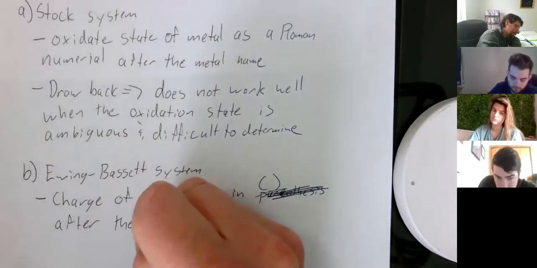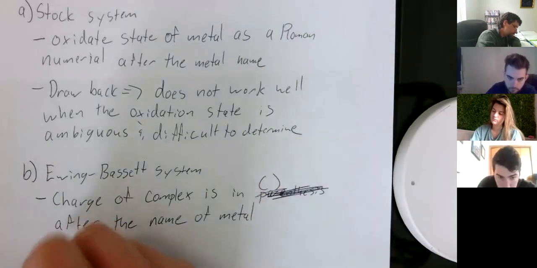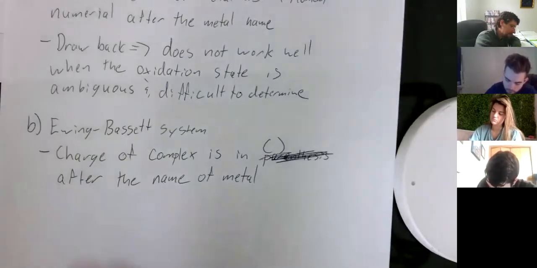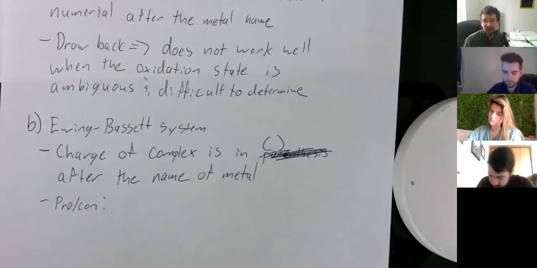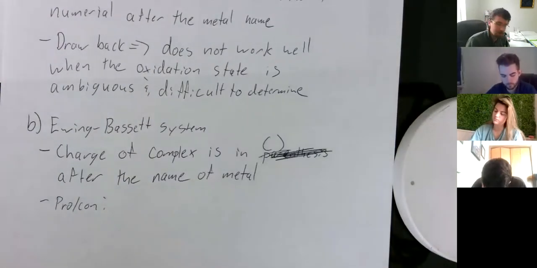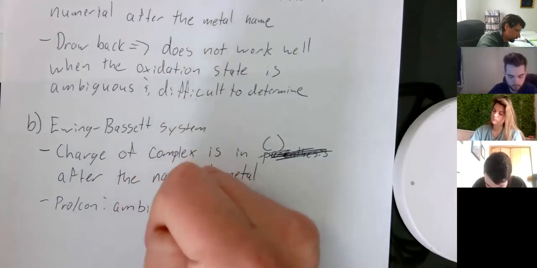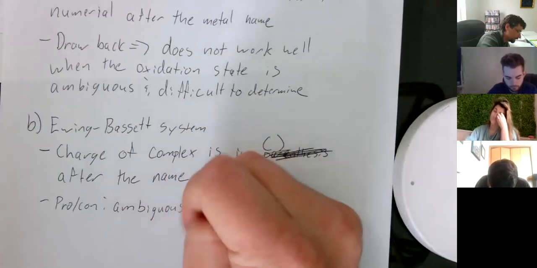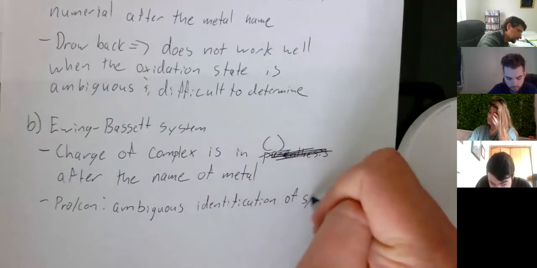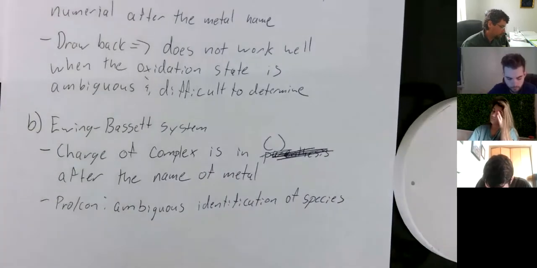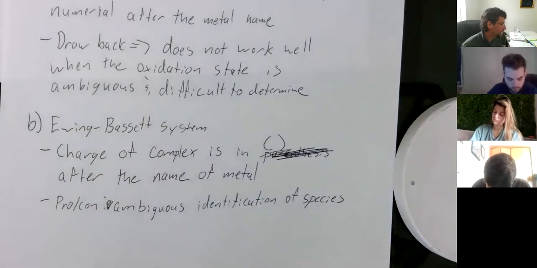After the name of the metal. And the benefit and the con to this is it's ambiguous for the identification of the species. Or excuse me, it's unambiguous. Yeah, no, it's ambiguous. We'll leave it like that.